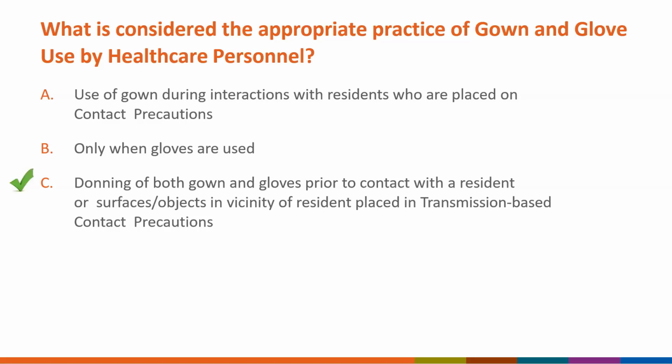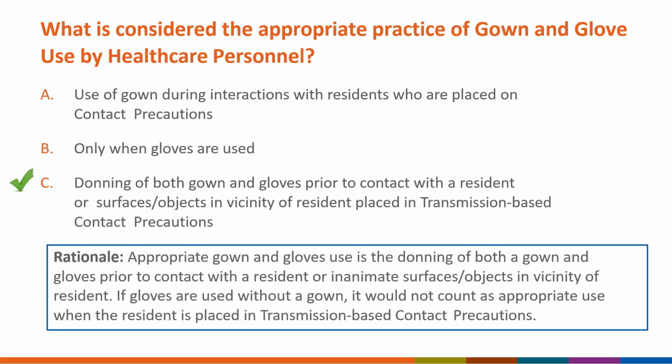The correct answer is C. Appropriate gown and gloves used is the donning of both a gown and gloves prior to contact with the resident or inanimate surfaces or objects in vicinity of resident. If gloves are used without a gown, it would not count as appropriate use when the resident is placed in transmission-based contact precautions.